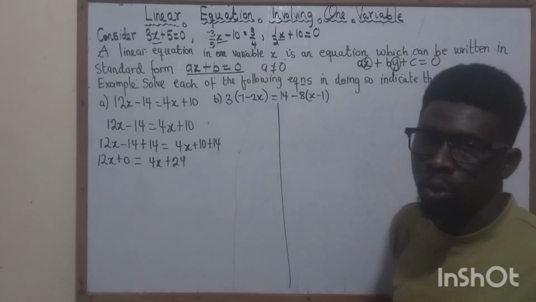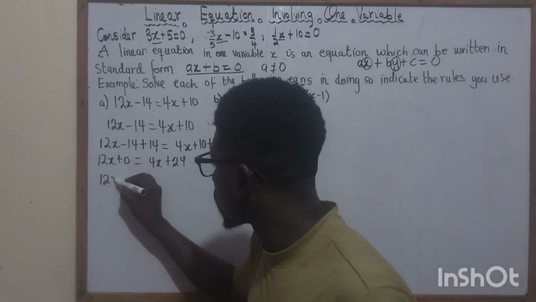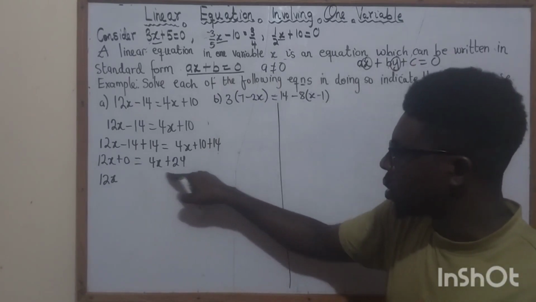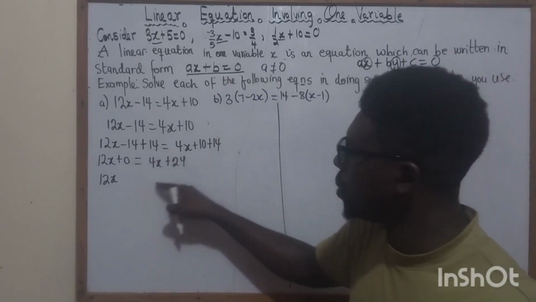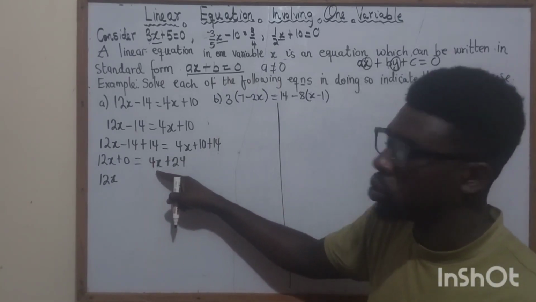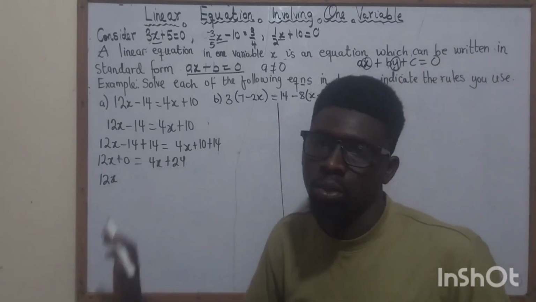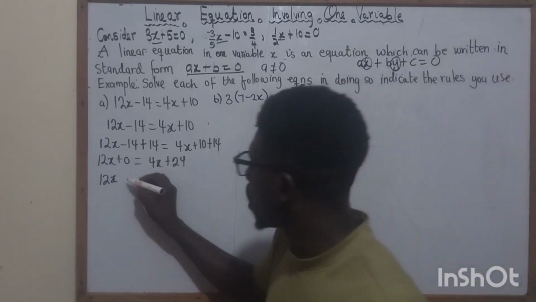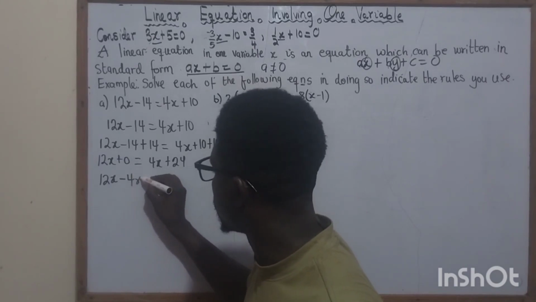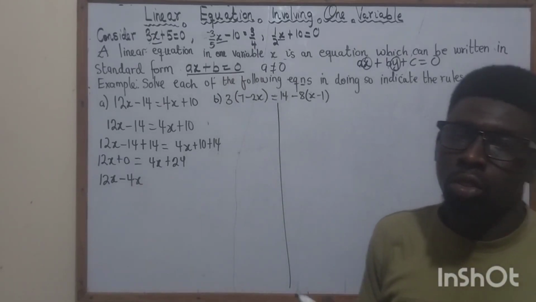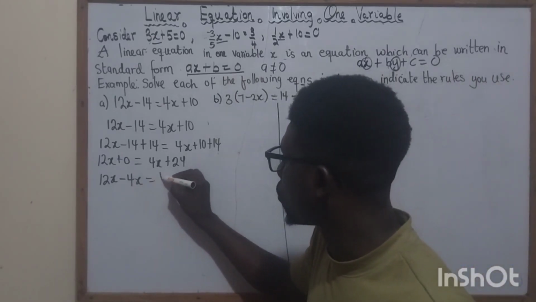So what do I do? Look at what is happening here with 12x. I'm going to eliminate this 4x, which will cause x to be on one side of the equation. So I want to subtract 4x. What I'm applying here is the subtraction rule of equality.